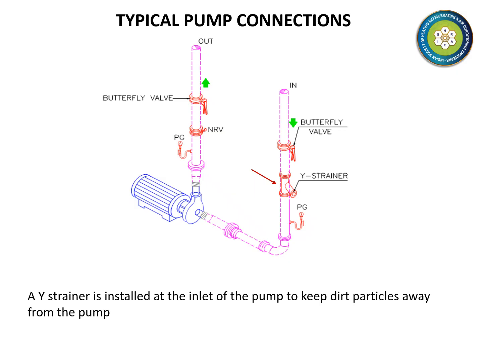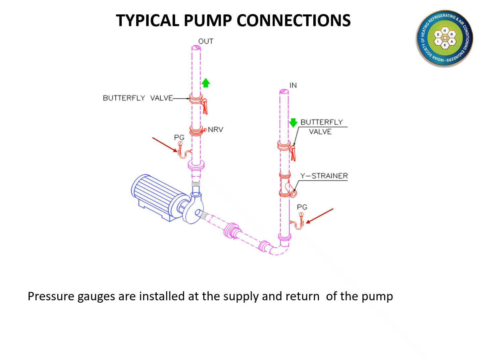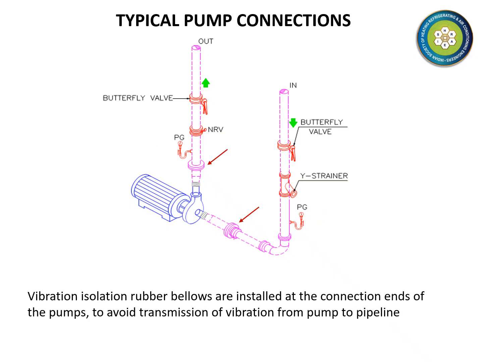A Y strainer is installed at the pump inlet in order to keep dust particles out. Pressure gauges are installed at the supply and return of the pump. Vibration isolation rubber bellows avoid transmission of vibration from the pump to the pipeline.